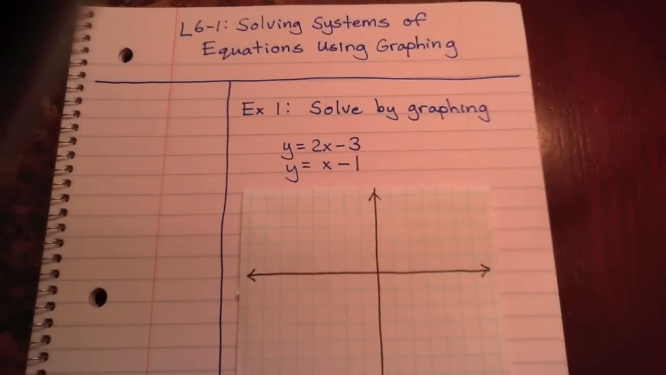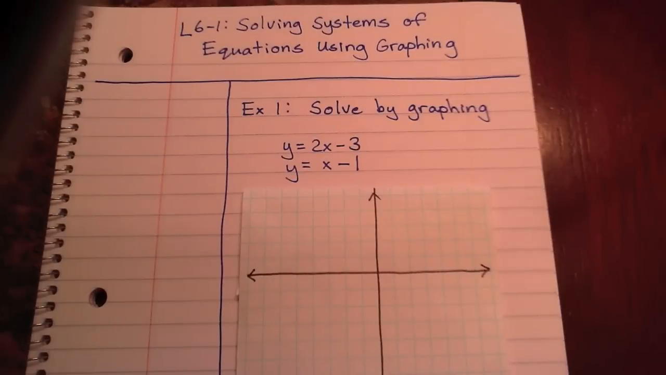In Chapter 6, we're going to be talking about solving systems of equations. You're going to learn about 3 different ways to solve systems of equations. And the first one we're going to look at today is graphing. Then you'll be looking at something called substitution and something called elimination.